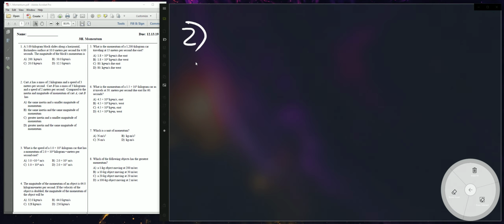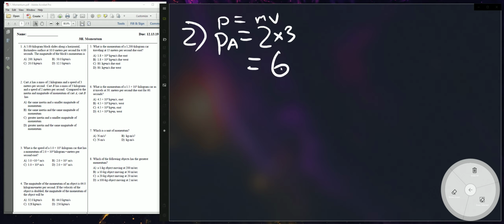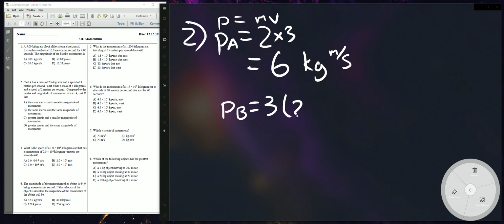2. Cart A has a mass of 2 kilograms and a speed of 3 meters per second. So the momentum of cart A is 2 times 3, because your mass is 2 and your speed is 3. We know the formula for momentum is p equals mv, also on your reference table. And the momentum of B, mass is 3, speed is 2, is also 6 kg·m/s.